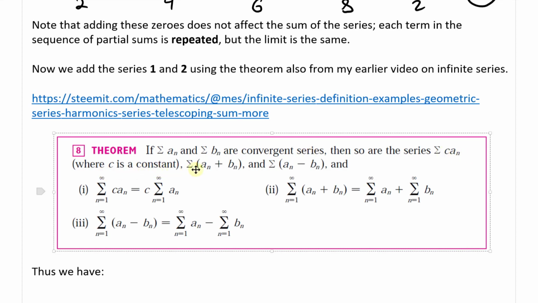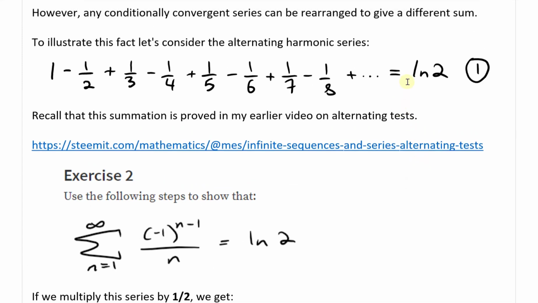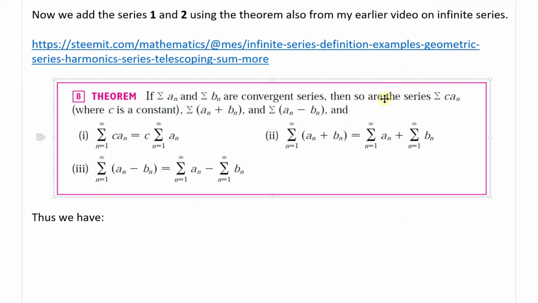So we'll see as a constant, and also the addition and subtraction. If you were to add these up, in our case we're going to add them, so AN plus BN, they're two convergent series. This one's convergent to 1/2 ln 2, this one's convergent to ln 2. Add those up, we're also going to get a convergent series. So the summation of AN plus BN is equal to the summation of AN plus the summation of BN. So we just add these sums.